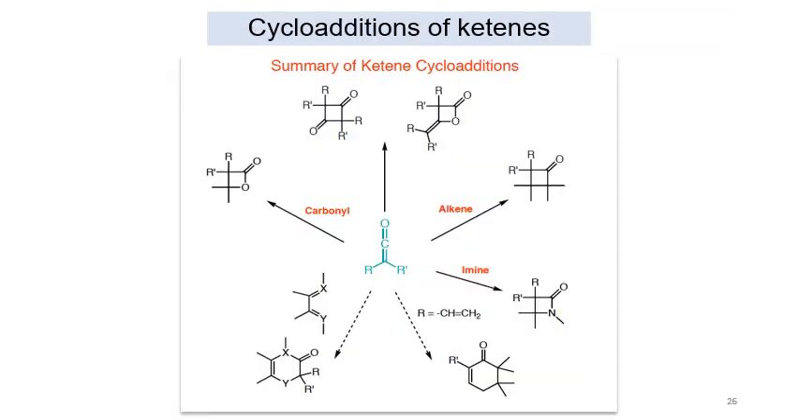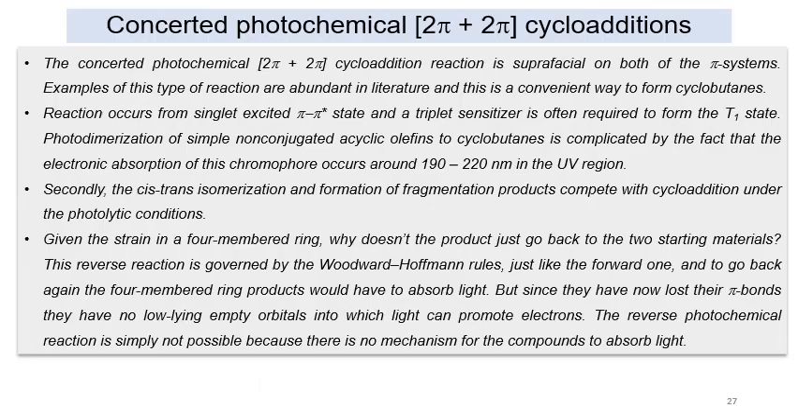Ketenes can add on to a variety of substrates. They can dimerize to give you species of this kind. They can add to carbonyls in a 2+2 fashion. We already saw 2+2 additions with alkenes. They can also add in a 2+2 fashion with imines, and they can add in a 4+2 fashion with dienes. Dienes can be substituted in a variety of fashions. If these are internal tethers, these can give rise to a variety of cyclic structures also.